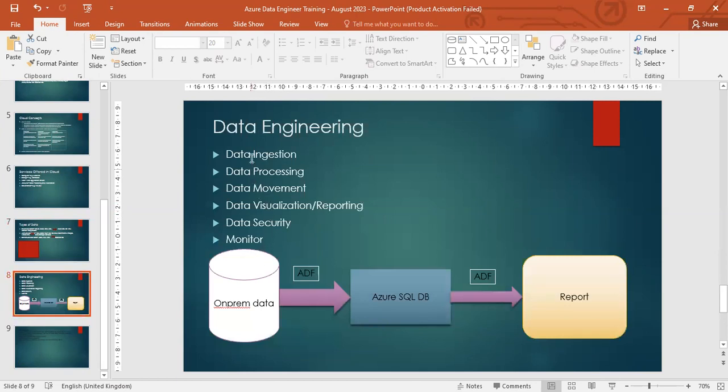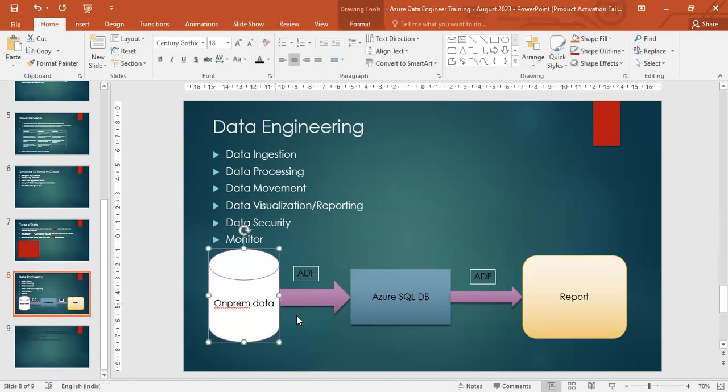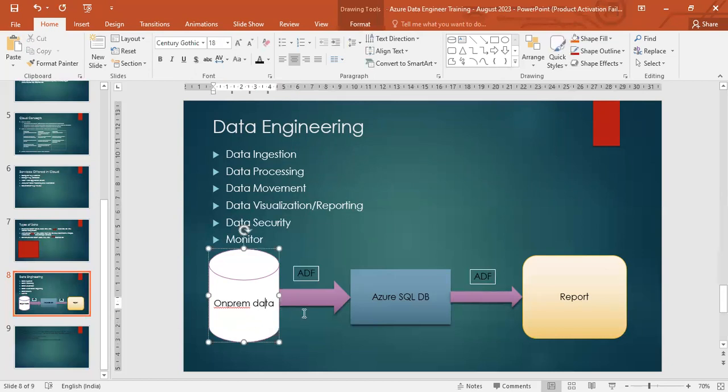As part of data engineering, the role of a data engineer will mainly involve, as I mentioned, various types of data and on-prem data. The first is the types of data and the sources of data. These are two important things, and based on that, you need to design the Azure services.